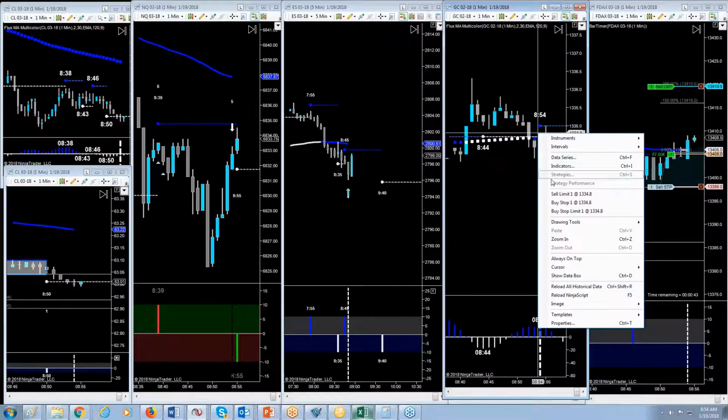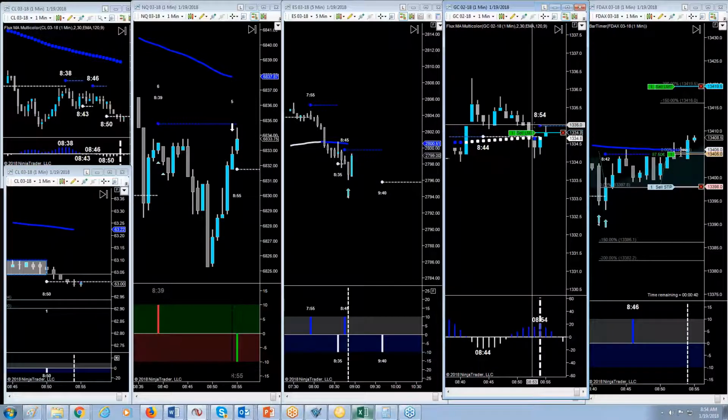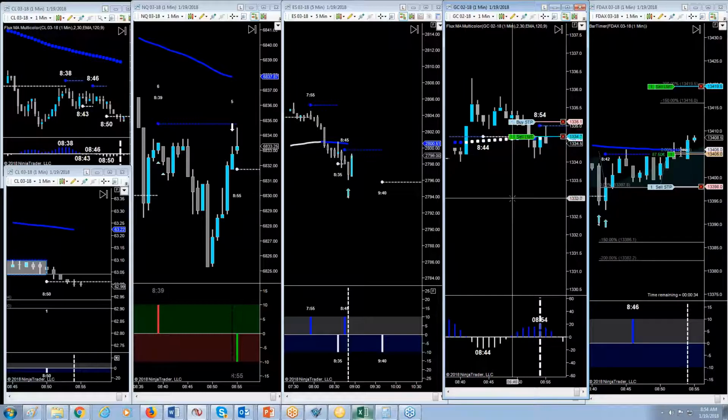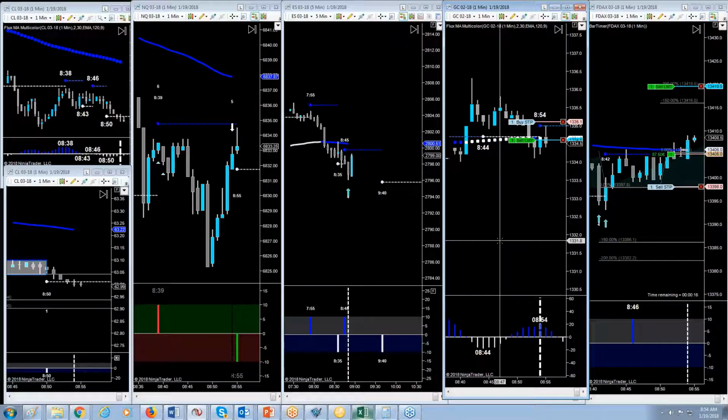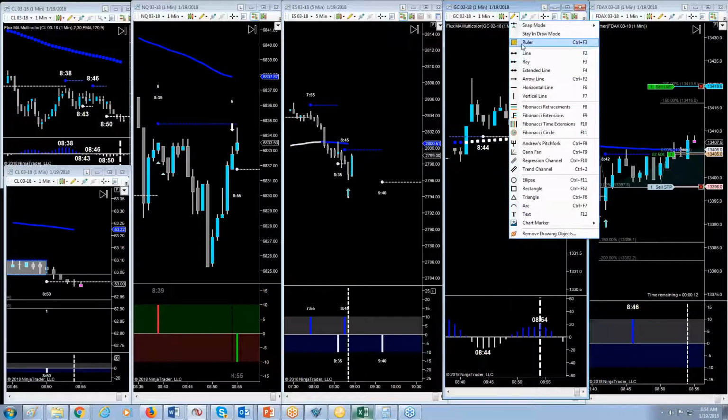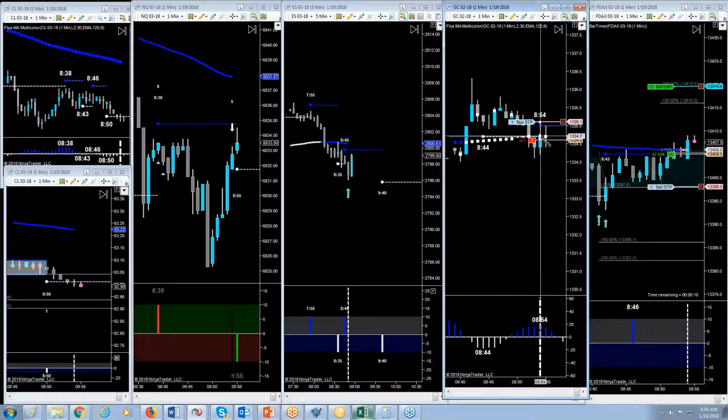Over on gold, very low risk, just above this value right here. I'm not going to chase it. The fill was here. I'll take a 1 tick hit on that if it'll give it to me. Here we go. This is a scalp.